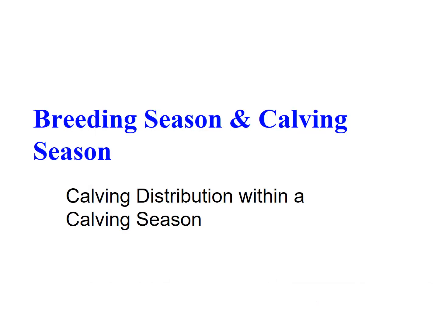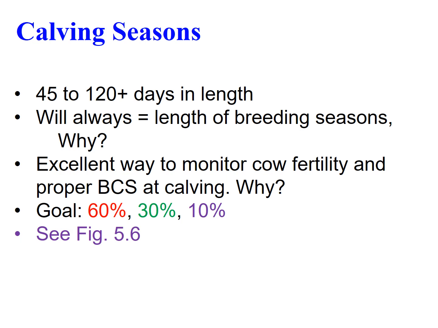I also want to go back and visit some more about breeding seasons and calving season. I'm a big proponent of having a breeding season, and if you have a breeding season, you automatically will have a calving season. And again, I want to show you the importance of looking at when your calves are born within that calving season. Most calving seasons will last from as little as 45 days to upwards of 120 days. And the concept is your calving season will always equal the length of your breeding season. And to have a calving season, you must have a breeding season.